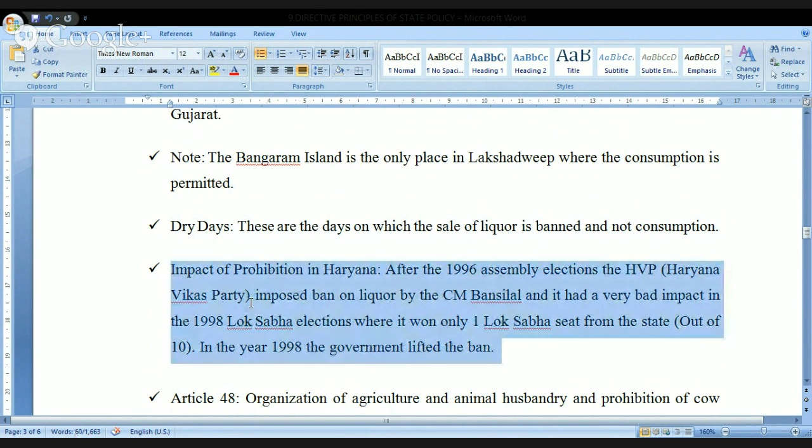Look at this. Impact of prohibition in Haryana. Example, I am giving it to you. After the 1996 assembly elections, the Haryana Vikas Party imposed a ban on liquor under Chief Minister Bansilal, and it had a very bad impact in the 1998 Lok Sabha elections, where it won only one Lok Sabha seat out of 10. So sometimes the effect may be positive or negative, and this is the effect that was there on the government because the government imposed prohibition. And in the year 1998, the government of Haryana lifted the ban. Whether to impose the ban or lift the ban can be decided by the government of the day.